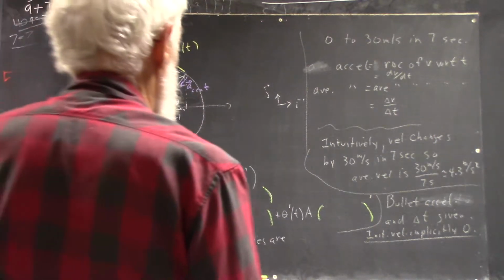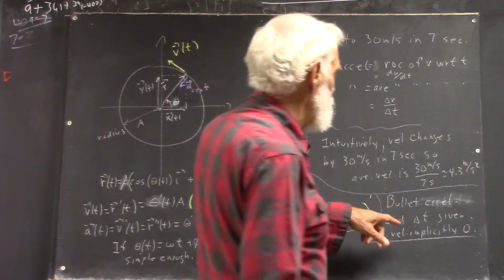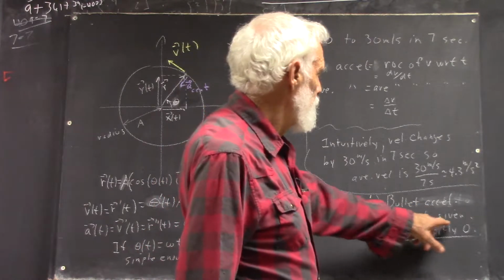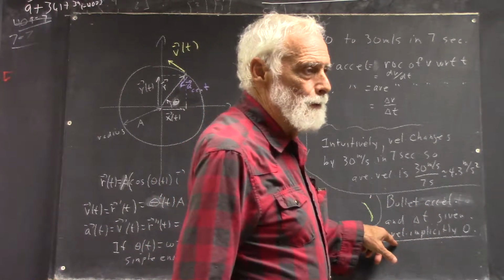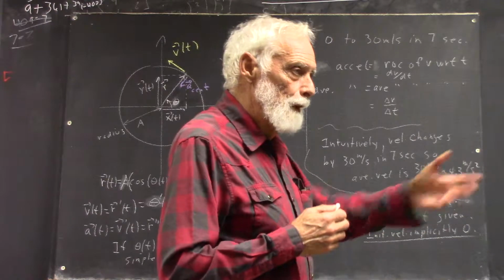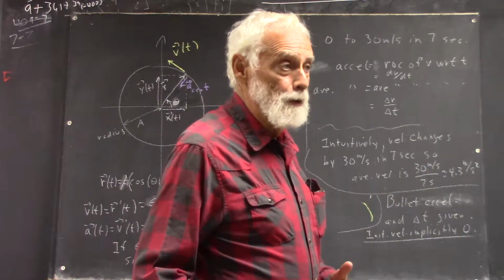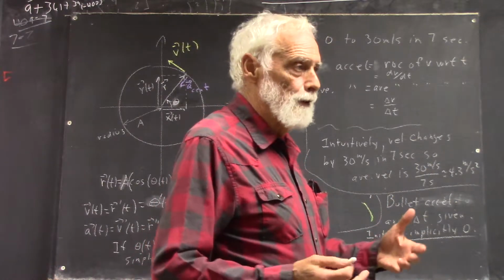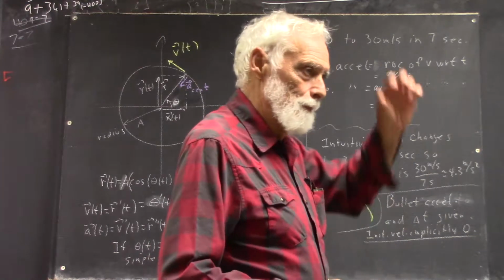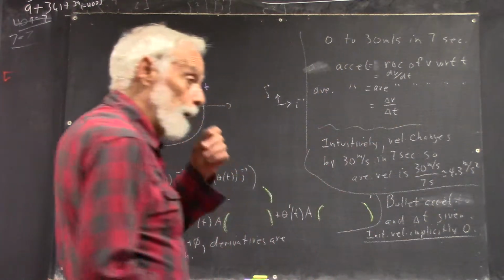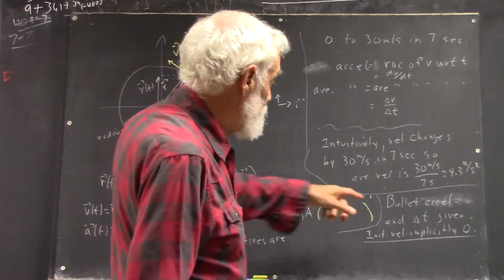Okay? So, the bullet's acceleration and delta T are given, and implicitly the bullet's going to be fired out of a barrel, so your initial velocity is going to be 0. And your T equals 0 is going to occur when you pull the trigger, or when the powder explodes, whatever. Okay? So, you got that.